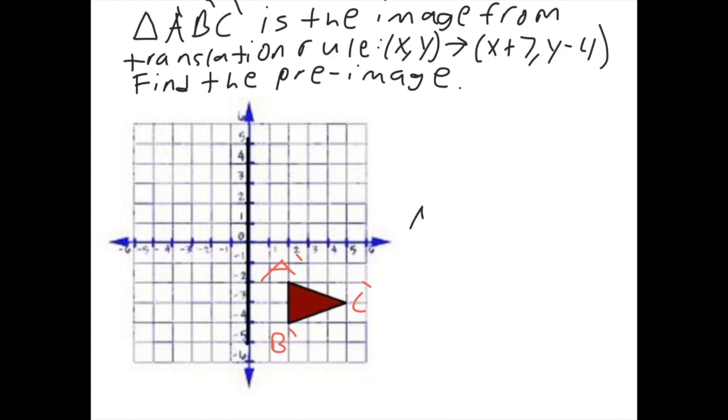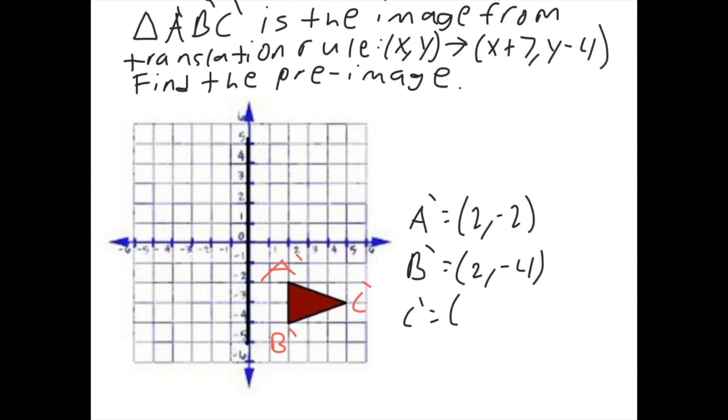So we see that A prime is the point 2, -2. B prime is the point 2, -4. And C prime is the point 5, -3. So using that and the translation rule, we want to find what the original pre-image was. So we want to find what was A, what was B, and what was C.